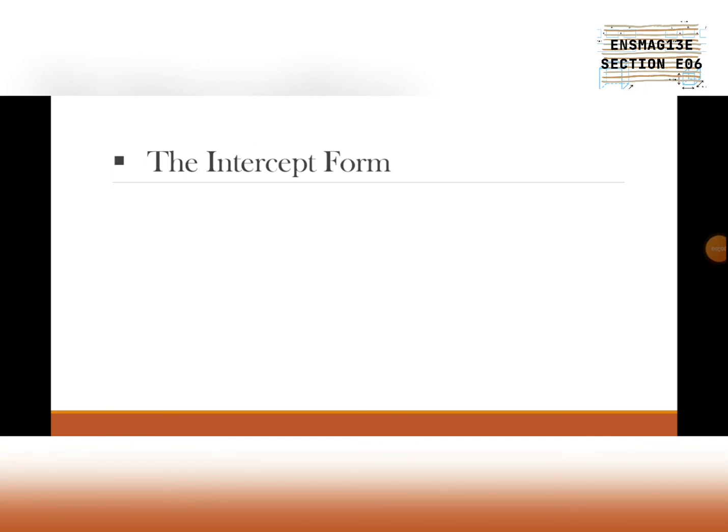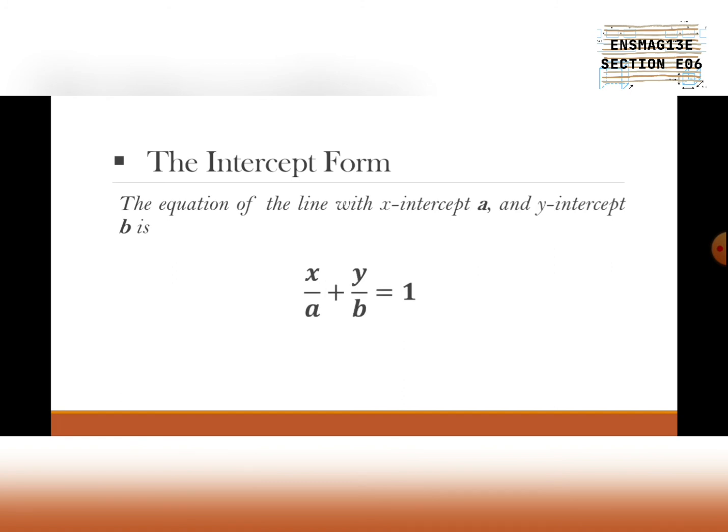x-intercept form. The equation of the line with x-intercept A and y-intercept B is x over A plus y over B is equal to 1.